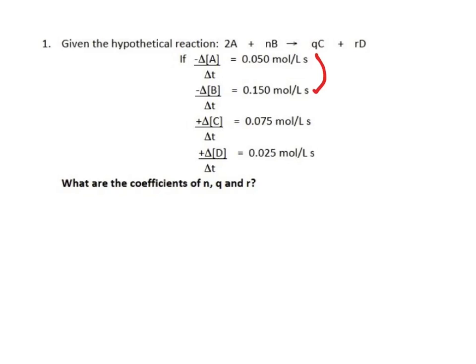What happens to the rate when I go from A to B? It triples. So then that means, what does n have to be? If A is 2, so it would be 6.